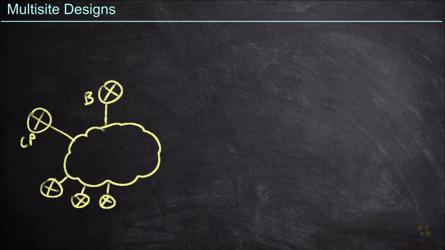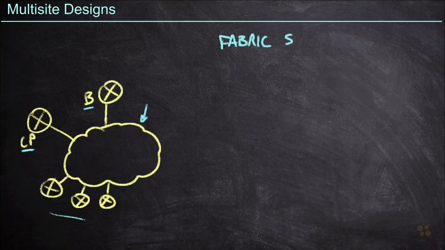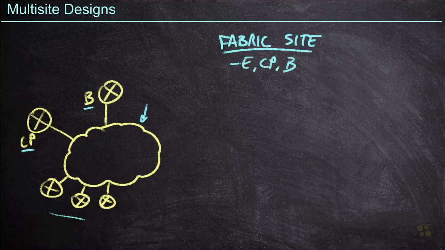Let's take a look. So far, our conversations have largely revolved around this concept of a fabric that consists of a border node, a control plane node, a bunch of fabric edge nodes. And in the SDA world, we call this a fabric site. A fabric site is a unique set of edge nodes and control plane nodes and border nodes. And optionally, we could include a wireless LAN controller in a fabric site.